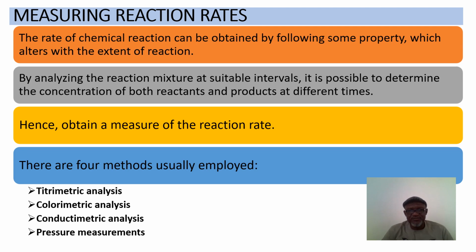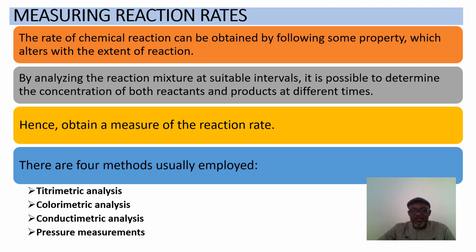And we can use any instrument that can give us proportionality in color change as regards concentration, for us to get the concentration of the reactant at any point in time. And once we're able to measure those concentrations, then we'll be able to measure the rate because we also know the time difference. Now, by analyzing the reaction mixture at suitable intervals, it is possible to determine the concentration of both reactants and products at different times. Hence, we'll obtain a measure of the reaction rate.